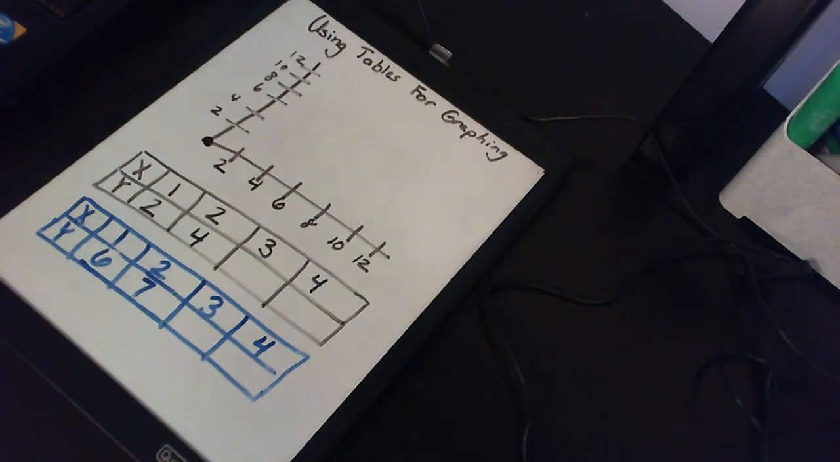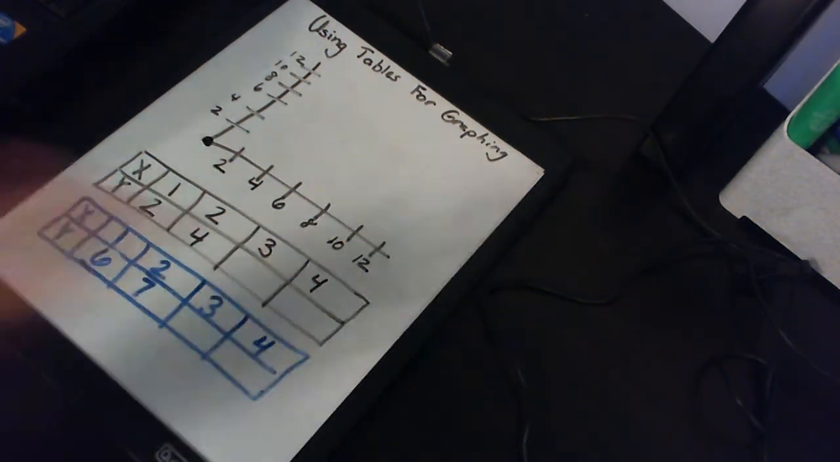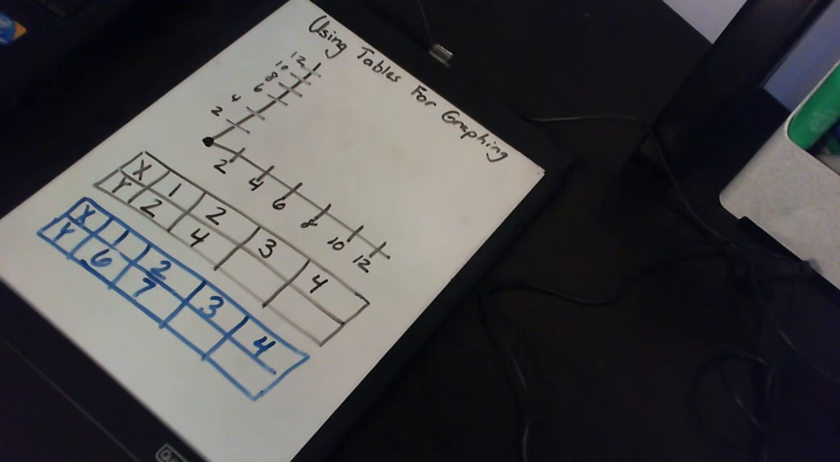Alright, so step 1 would be to look at the tables. We have two practice problems. Look at the table and figure out what the pattern is so that you can fill in the missing numbers. So let's look at our first box. We see 1, 2, 3, 4. Well, those go in order, so there's nothing mysterious about that.